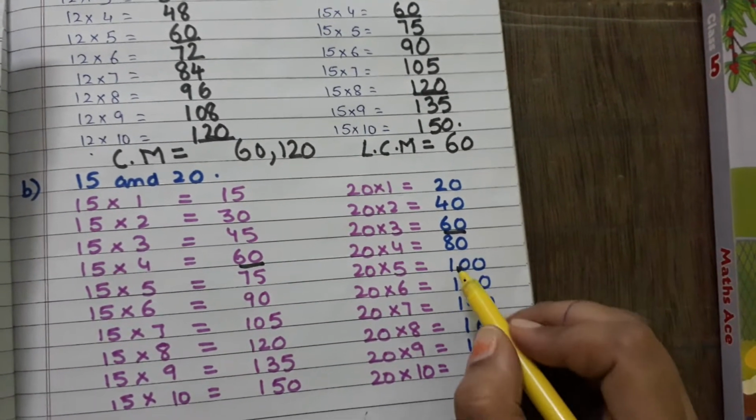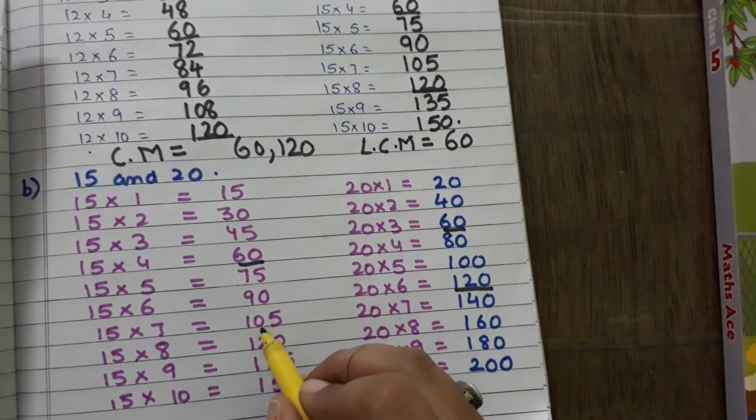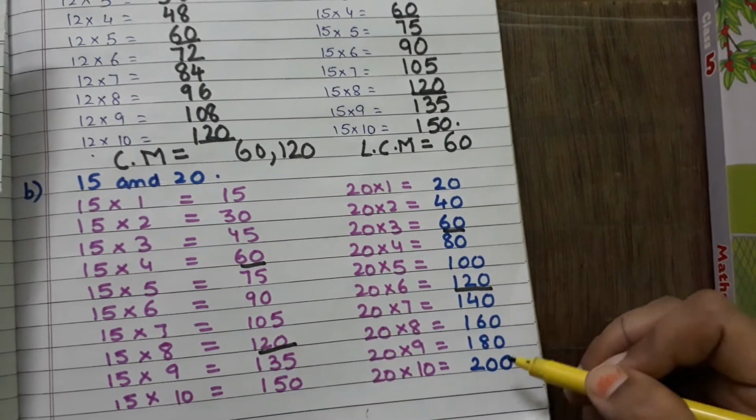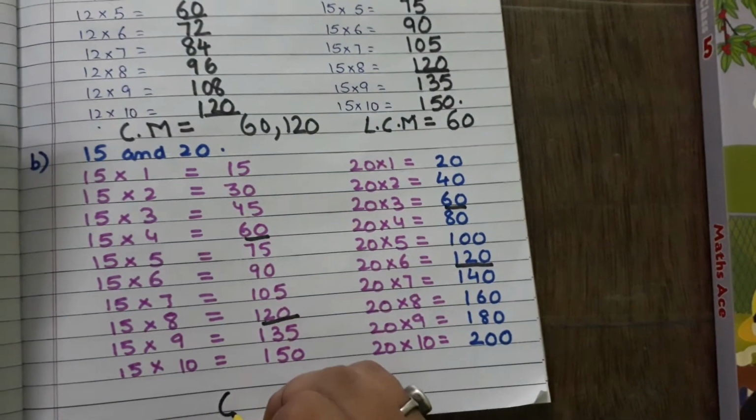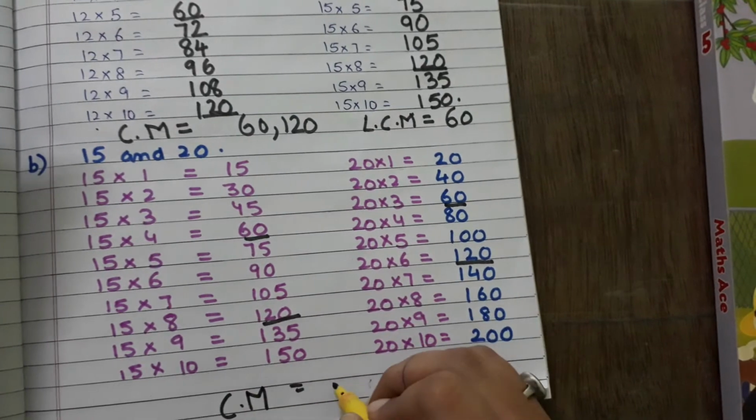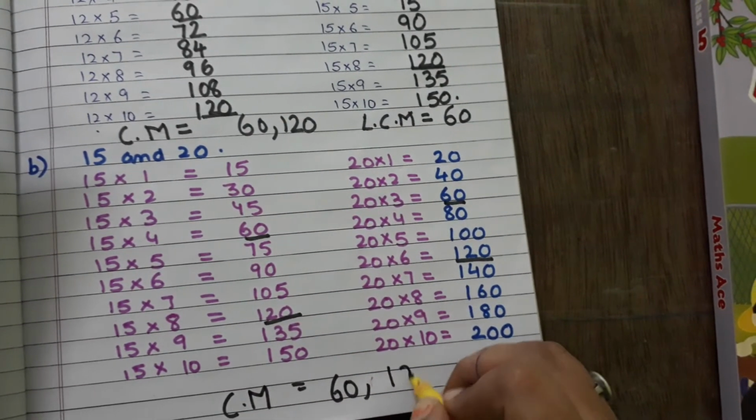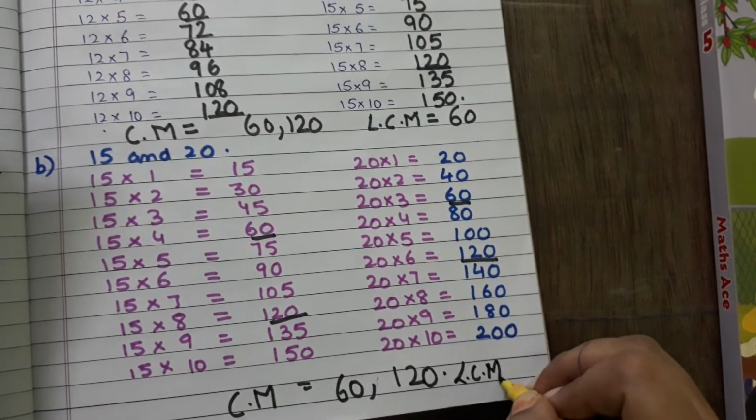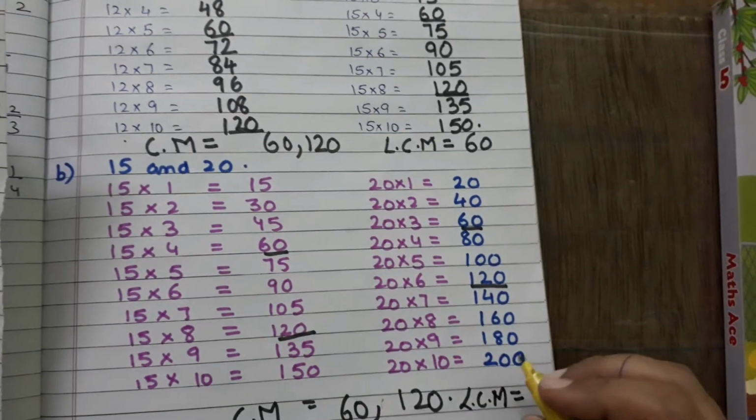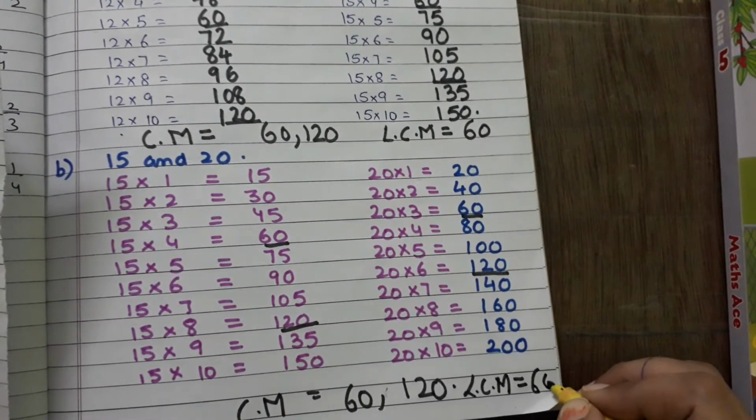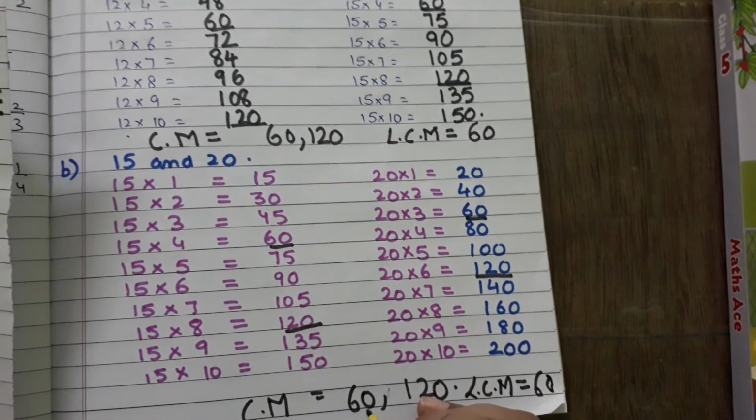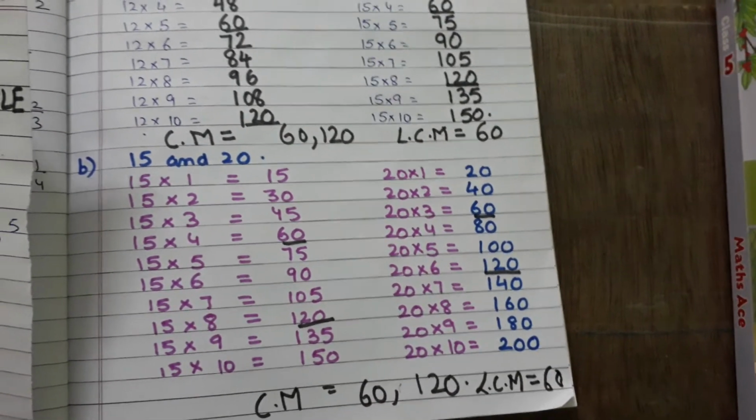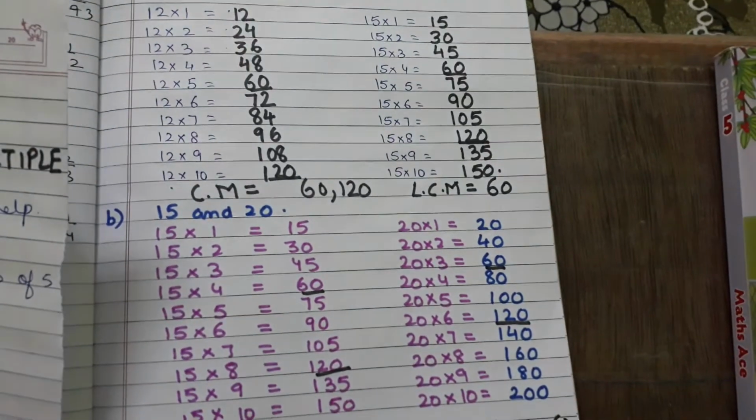After 60 it is again 120. Is any number in the middle common? No. After that? No. So the common multiples here are again 60 and 120. And what will be our LCM? LCM will be 60. Why will the LCM be 60? Because 60 is the lowest common multiple in between 60 and 120.